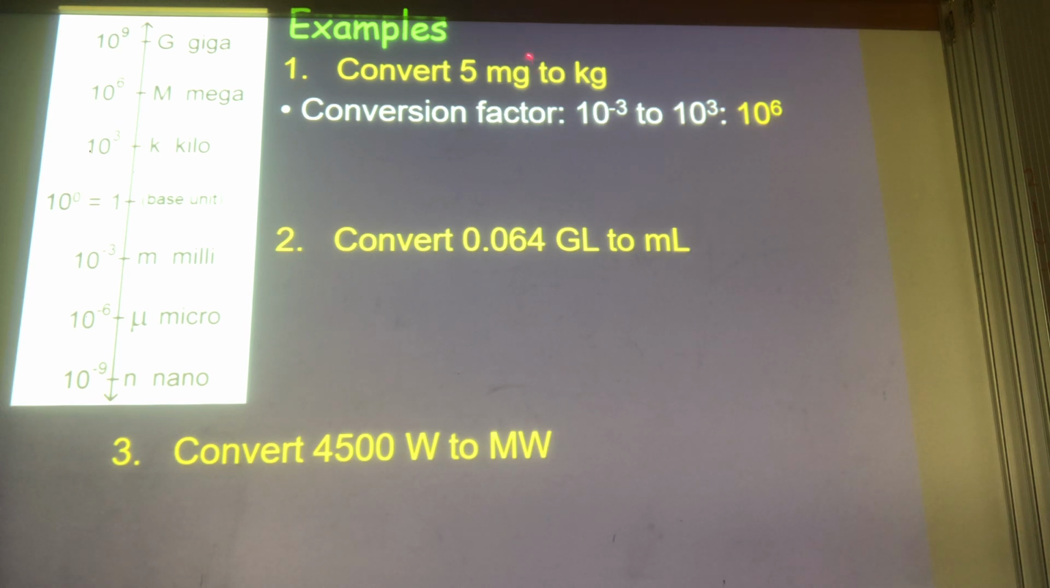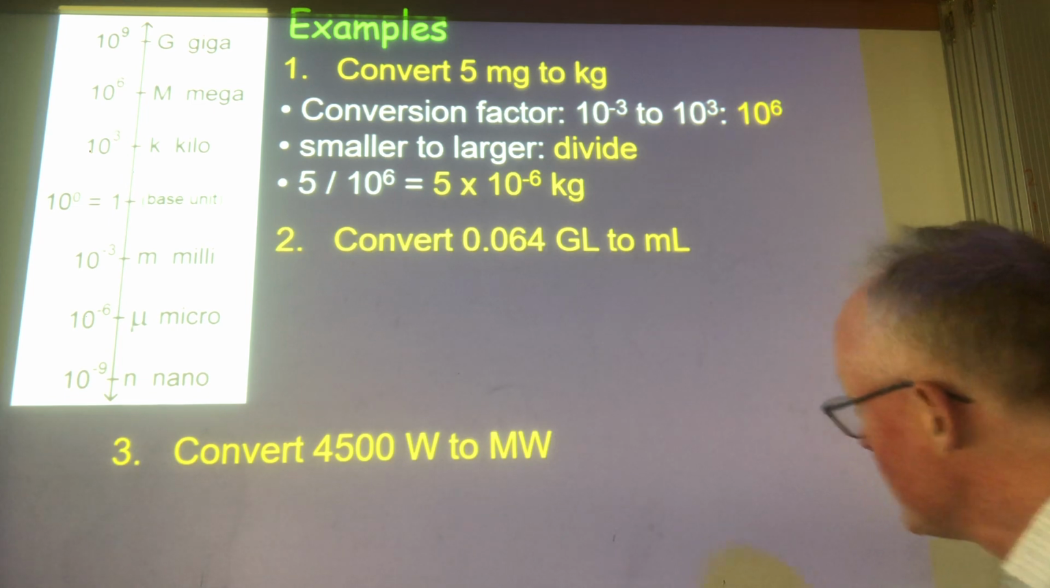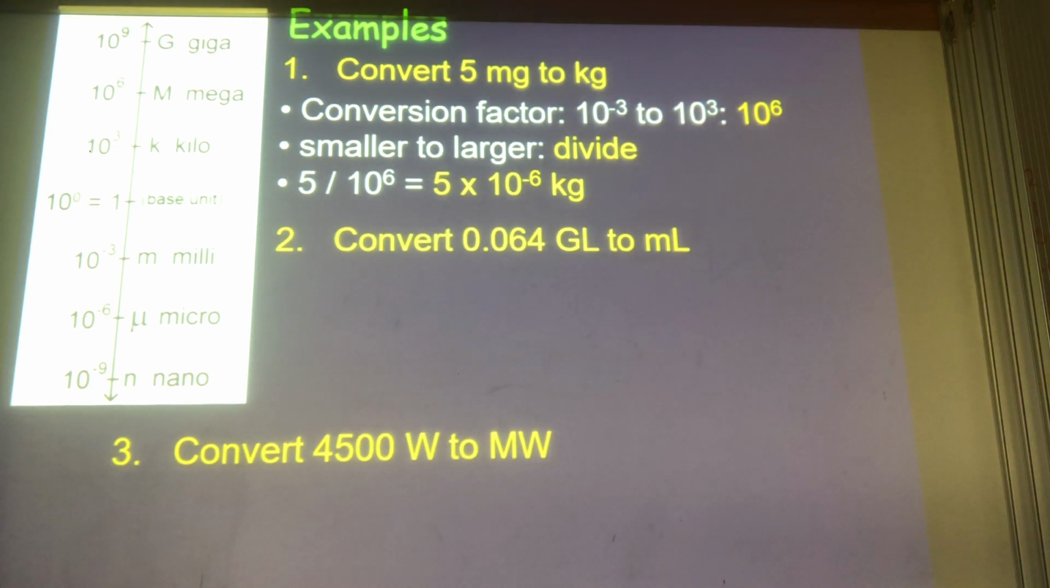Then we're going from a small unit to a big unit. 5 milligrams isn't much. There's going to be even less of a kilo in that amount, so we are going to divide. So it's going to be 5 divided by 10 to the power of 6. Now you'll do this on your scientific calculator and you'll get it in exponential form like that, scientific notation. It's how we expect to see it.